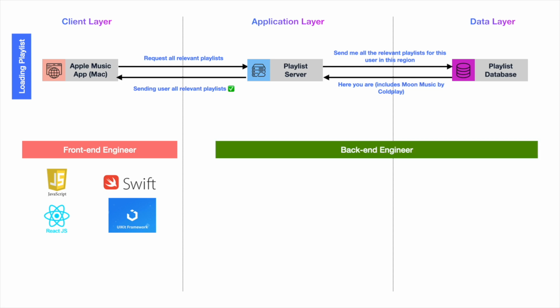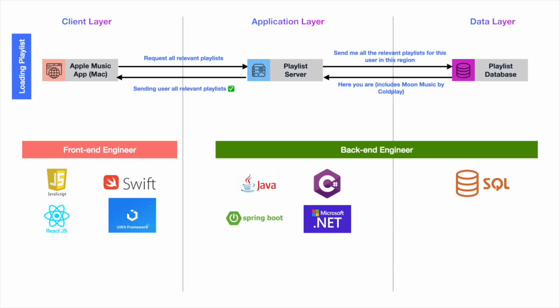On the application and data layer, we're likely to find a back-end engineer. For the server side, the back-end engineer uses coding languages like Java and C#, with corresponding frameworks like Spring Boot and Microsoft .NET. For the data layer, the engineer uses tools like SQL and MongoDB. This is everything related to managing the processing of information, recording data into a database, and making applications speak to each other via an API.